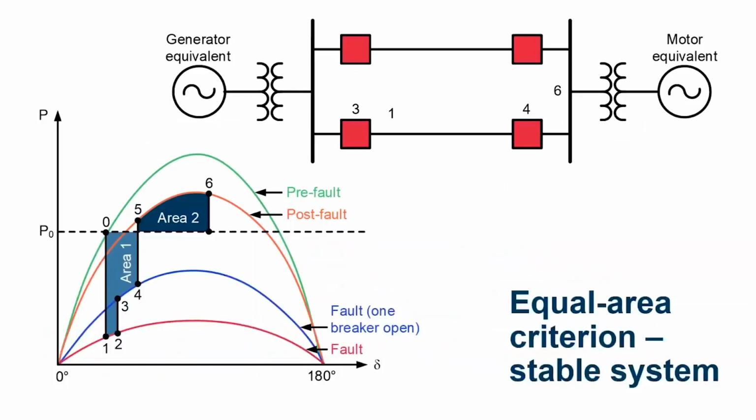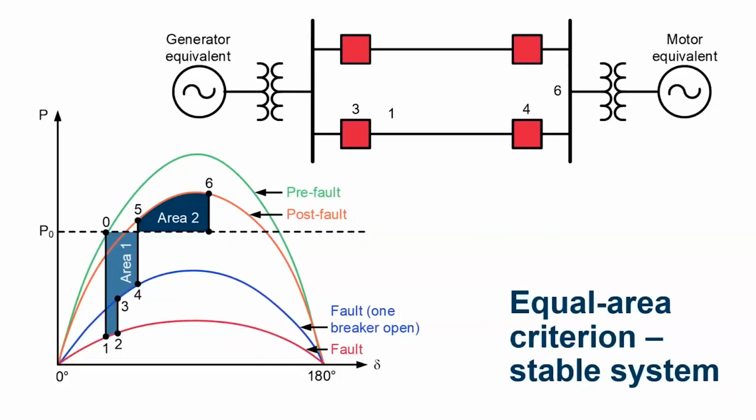Let's talk about the equal area criterion, and I don't want to dive too much into calculus, considering transient stability in a two-machine power system. The power angle curve shown corresponds to the four states of the power system: the pre-fault, fault, fault with one breaker open, and post-fault. In our analysis, we will consider the left side of the machine to be an equivalent generator and the right side of the machine to be an equivalent motor.